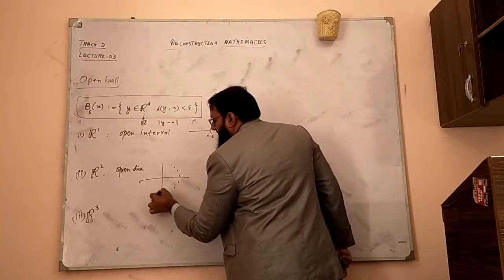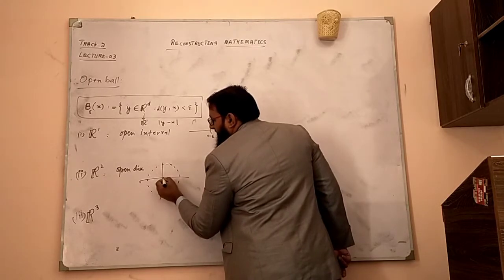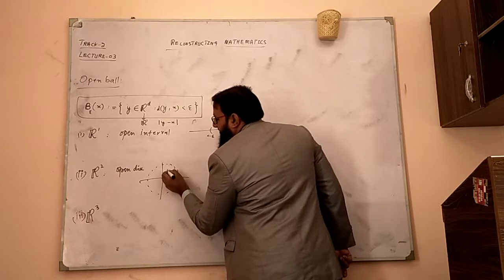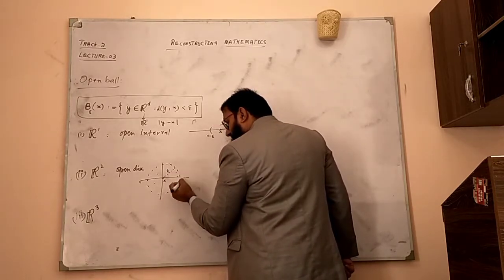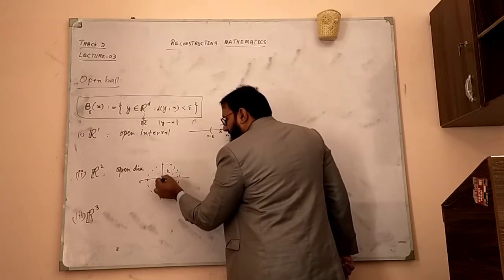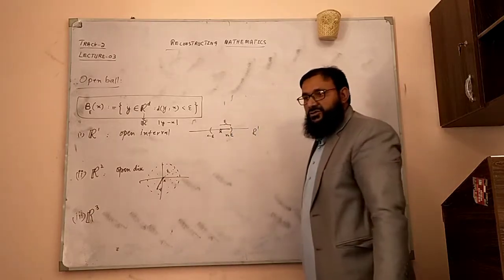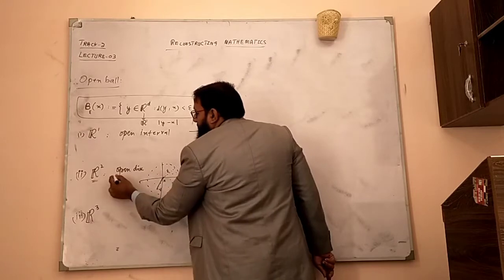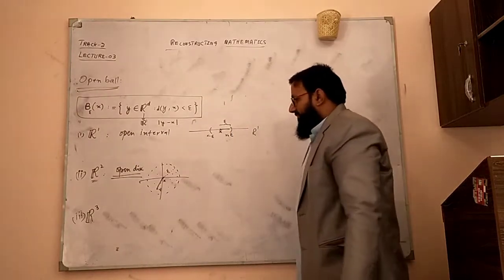let's say this is the open disc. This is, let's say, its center, and this is its radius epsilon. You take any point in this open disk, not on the boundary, in the open disk, you find its distance from this x, it will always be less than epsilon. So, the case of R2 is open disk when we talk about open balls in R2.